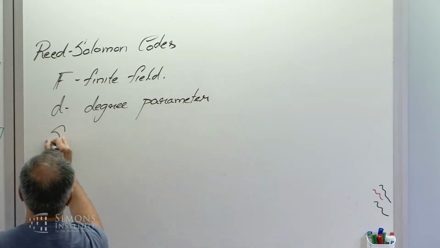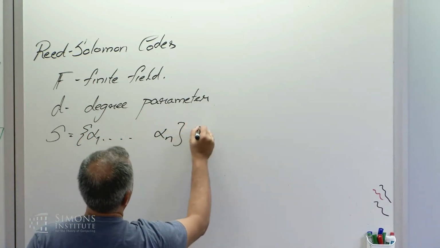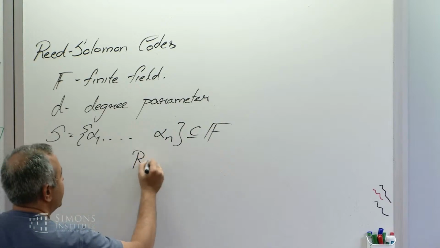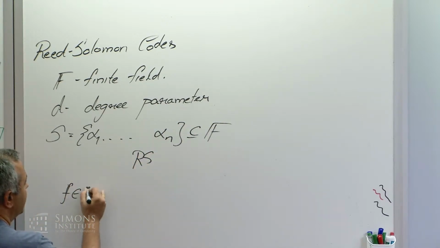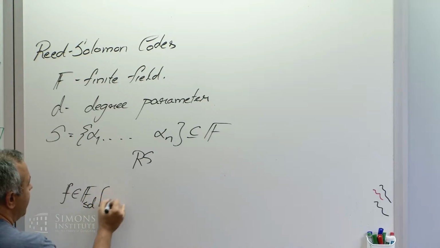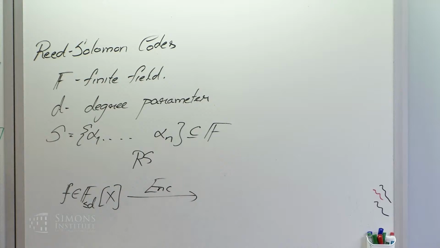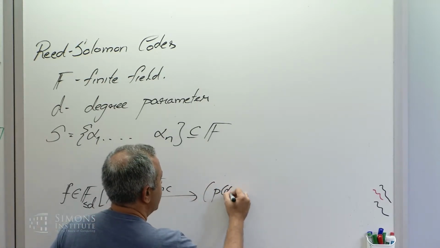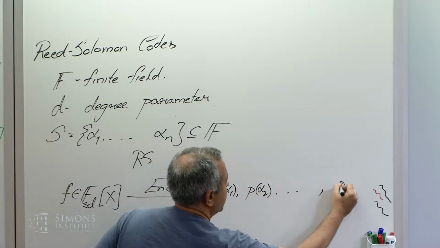And S, which is some set of evaluation points. F, and the Reed-Solomon codeword is basically you're given some polynomial F of degree at most D, and this is encoded as a set of evaluation points. So basically, you're going to give it as P(alpha_1), P(alpha_2), ..., P(alpha_m).